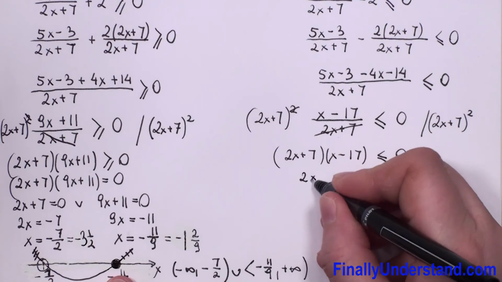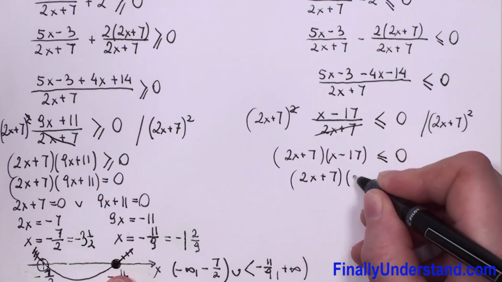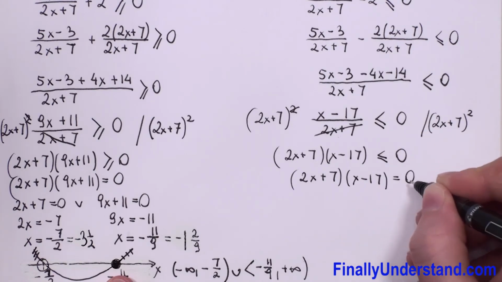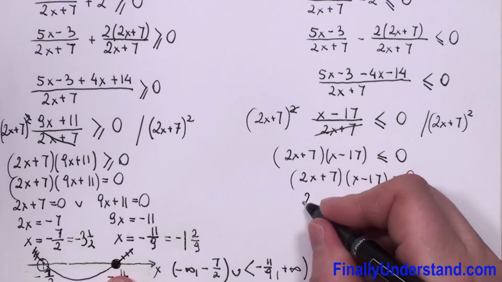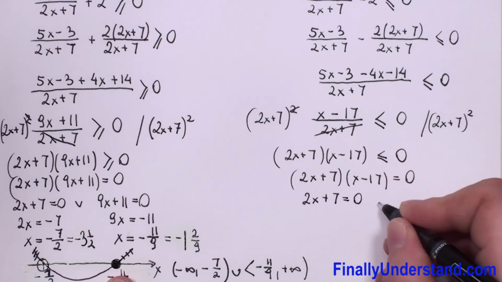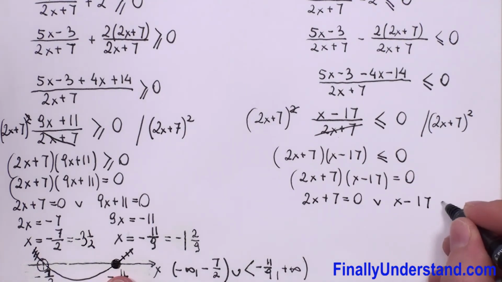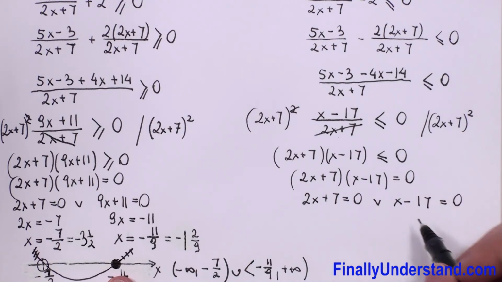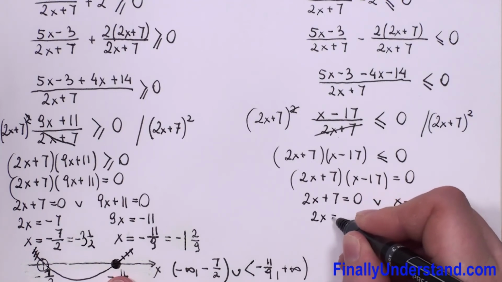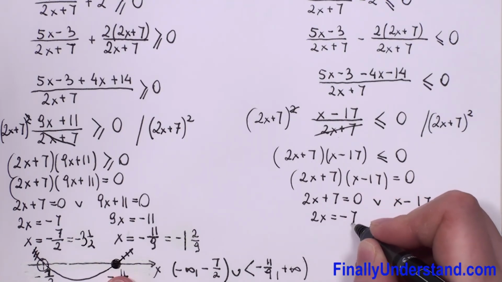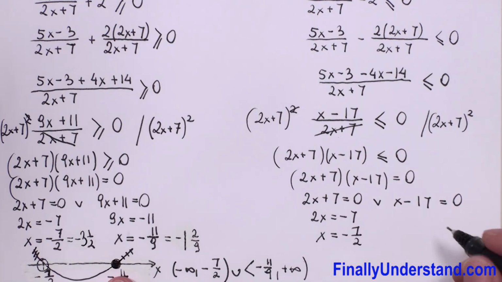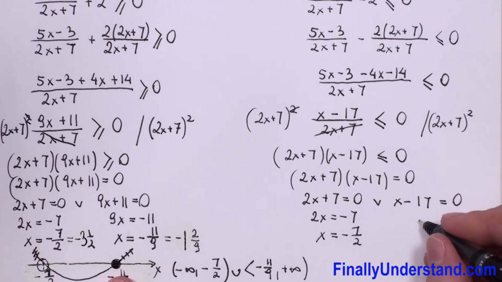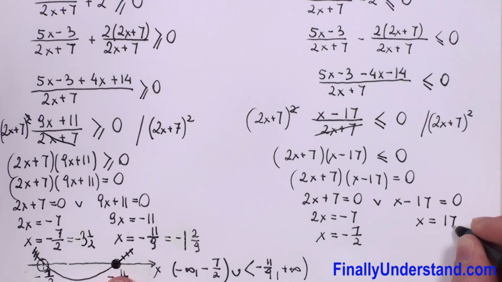So now first we have to find the roots. To find the roots we have to solve the equation. The left side equals 0 when the first expression is 0 or the second. So we have 2x plus 7 is equal to 0 or x minus 17 is equal to 0. We have to solve these two equations. So we have 2x is equal to negative 7. I will divide both sides by 2, so x equals negative 7 over 2. And for the second equation we have x equals 17. We have the roots, so we draw the graph.